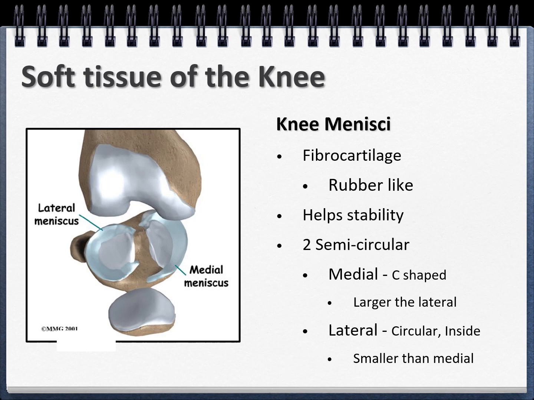And the meniscus or menisci, we have two semicircular meniscus. One of them is a medial C-shaped larger meniscus, and then we have the lateral meniscus, which is a circular smaller meniscus, which is on the inside. So that's the knee menisci, medial and lateral meniscus, the medial being the larger of the two.